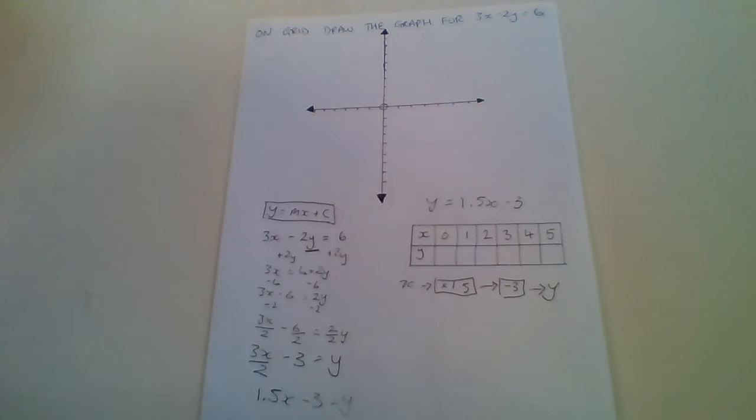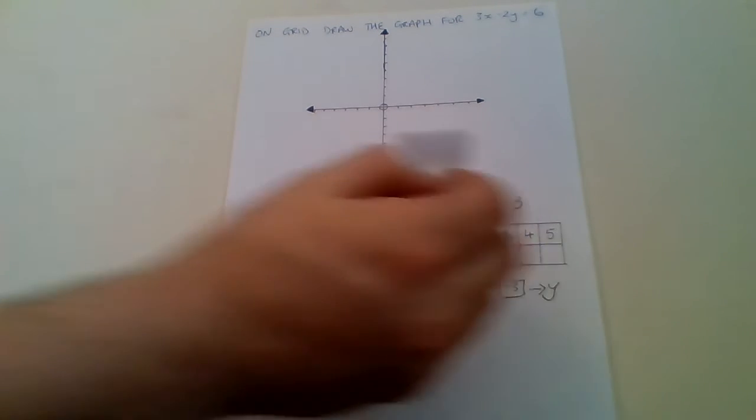So I can choose any value I want. So I would either suggest we start with x as 5 or we start with x as 0. So I'm going to start with the positive numbers to start with. So 1.5 times 5 is 7.5. 7.5 take away 3. Again, if you want to use a calculator, you can use a calculator. That's absolutely fine. So that would give us 4.5.